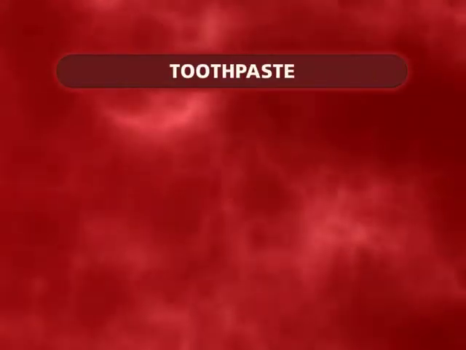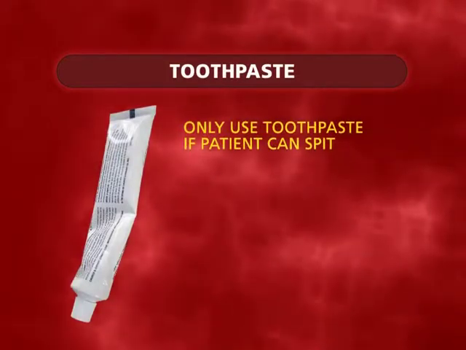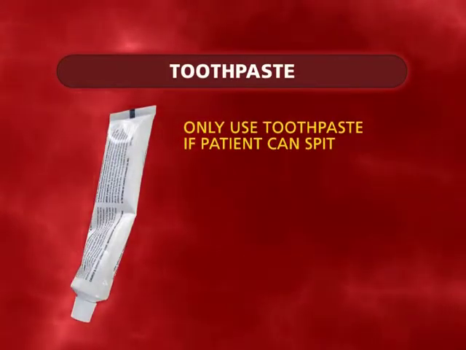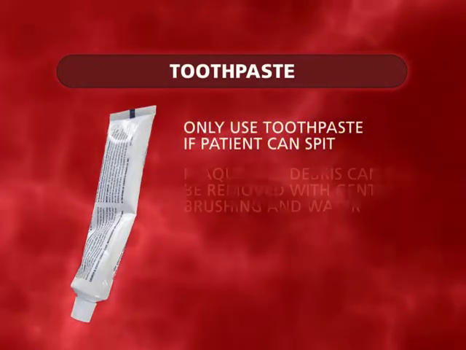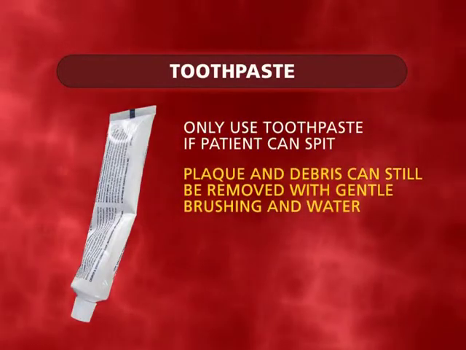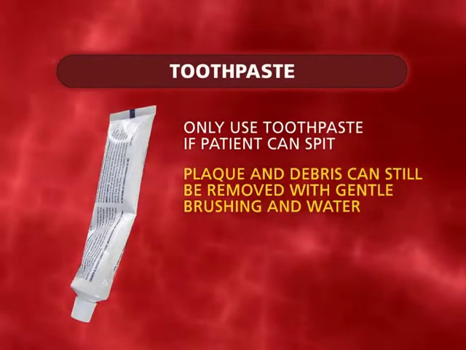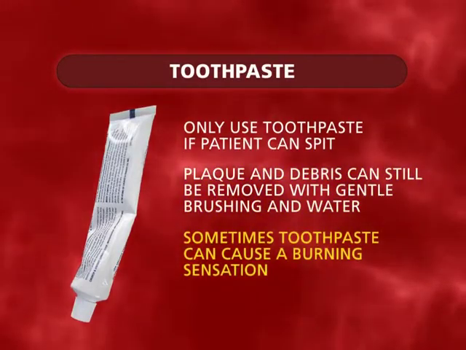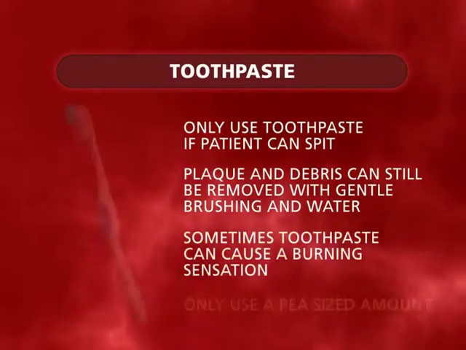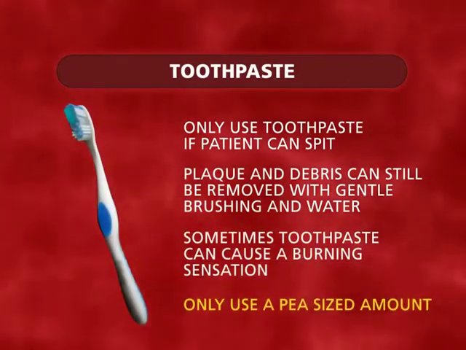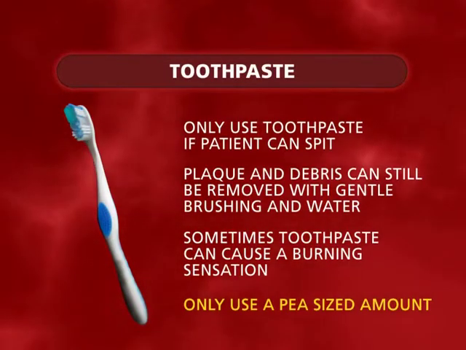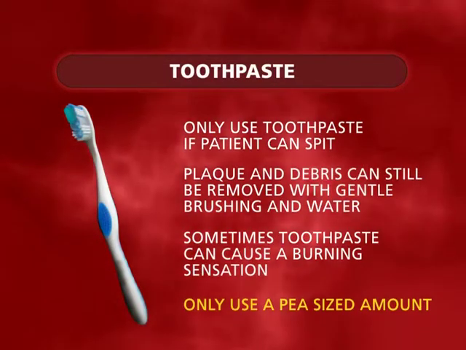Toothpaste. Toothpaste can be used when a patient has demonstrated that they can spit properly. Otherwise, toothpaste should be avoided. Plaque and debris can still be removed with gentle brushing with water alone. Sometimes toothpaste causes a burning sensation on the tissues. Too much toothpaste can cause choking or gagging. When toothpaste is used, only a pea-size amount should be applied to the toothbrush.